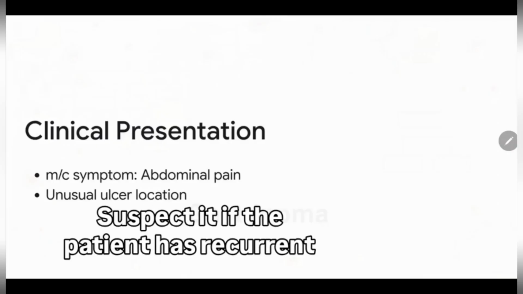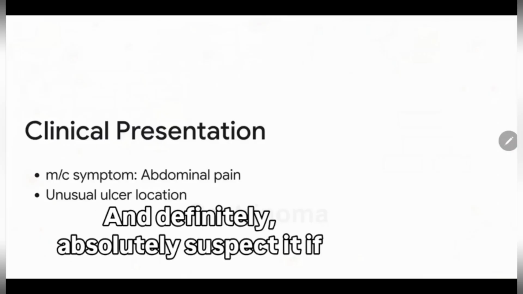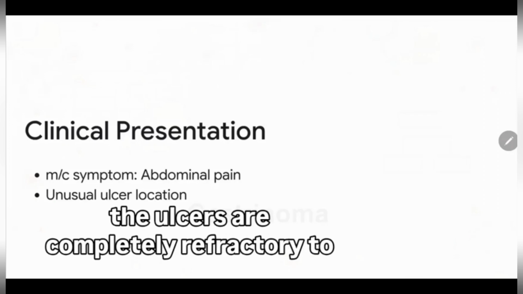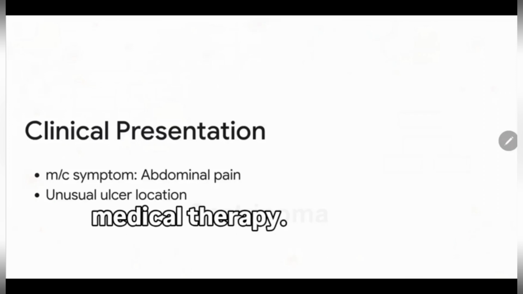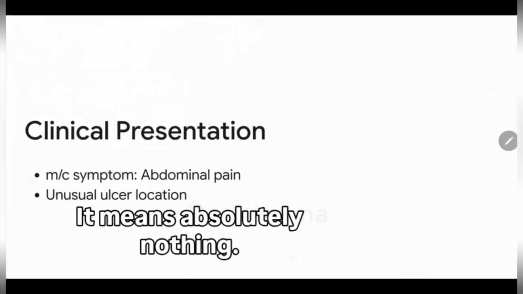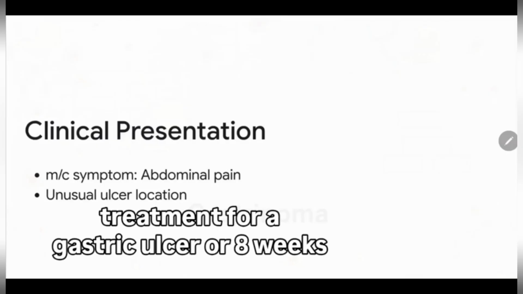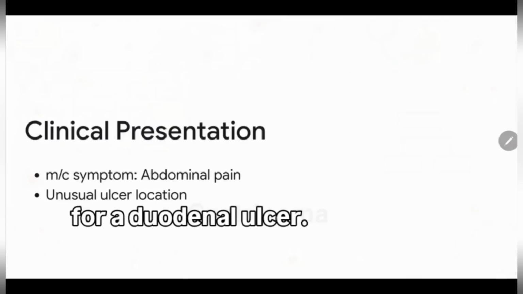Suspect it if the patient has recurrent ulcers with concurrent diarrhea, and definitely, absolutely suspect it if the ulcers are completely refractory to medical therapy. What does that mean? It means absolutely no healing after 12 weeks of standard treatment for a gastric ulcer or 8 weeks for a duodenal ulcer.